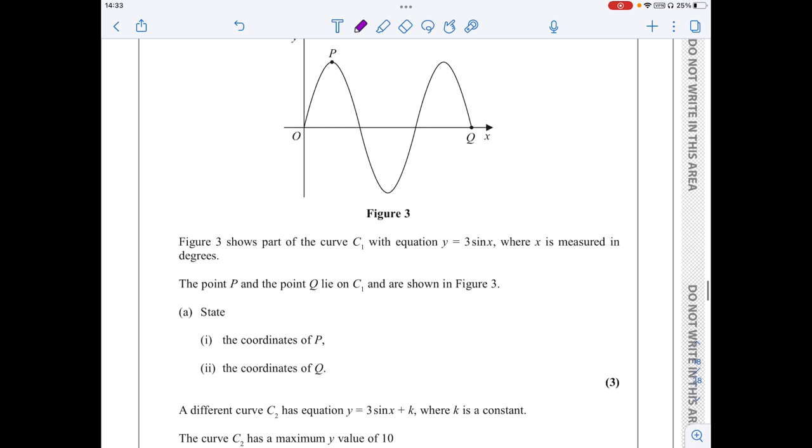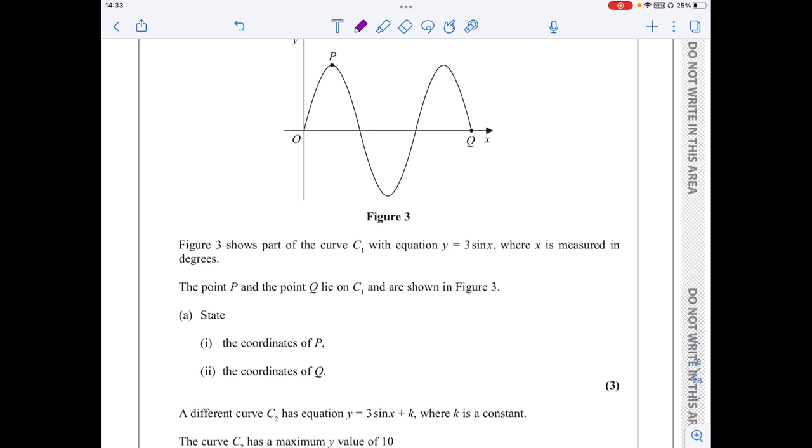Question number 7. Figure 3 shows part of the curve C1 with the equation y equals 3 sin x, where x is measured in degrees. The points P and Q lie on C1 as shown in figure 3. Find the coordinates of P and Q. For 3 sin x, the maximum point is going to be 3 and the minimum point is going to be minus 3.